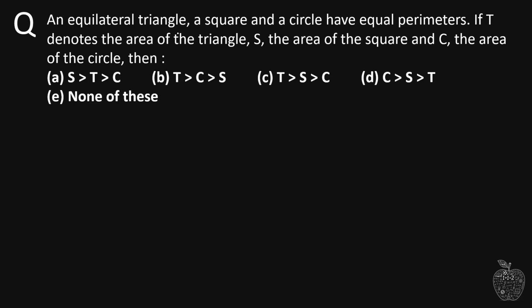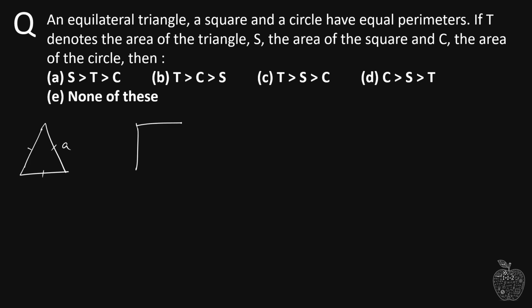An equilateral triangle, a square and a circle have equal perimeters. If T denotes the area of the triangle, S the area of the square and C the area of the circle, then what? Okay, so we have an equilateral triangle, which means all the sides of the triangle are equal. Let's say the side is a.